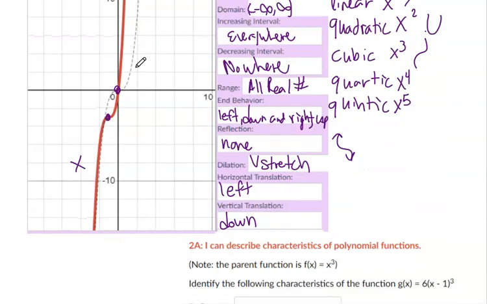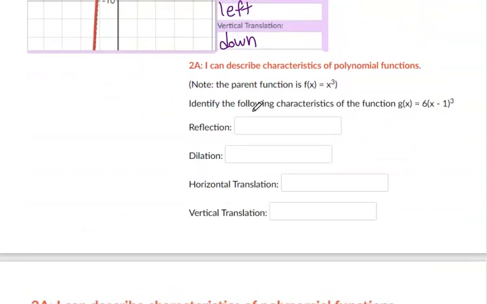Let's look at the next example. I could describe characteristics of polynomial functions. Note, the parent function is f of x equals x cubed. Identify the following characteristics for the function g of x equals 6 times (x minus 1) cubed. There is no reflection since this 6 is positive. The 6 is bigger than 1, so the dilation is a vertical stretch by 6.